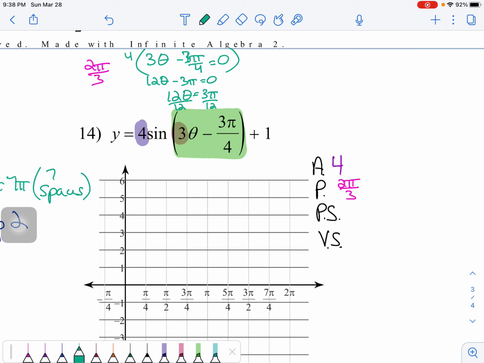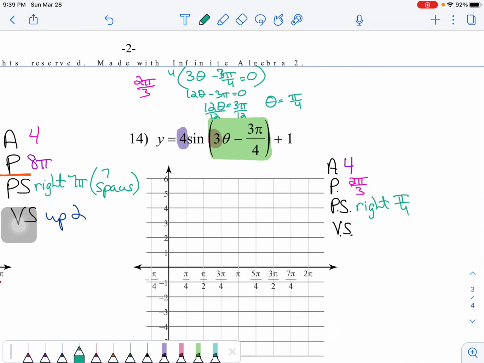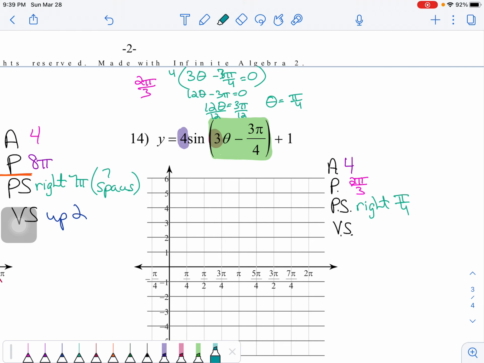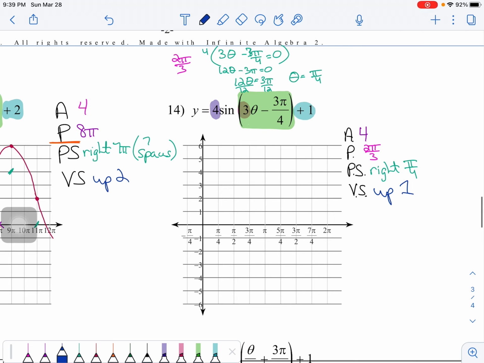Because remember, we're trying to get theta by itself and simplify. So theta equals pi over 4. So that is a positive value, so that's going to tell me to go to the right pi over 4 units. Okay. The straightforward one, which I always leave till last just because it makes me feel good that I know that one, is the vertical shift. That's up 1. That's it. That's just done. All right, let's see if I can make this mess work.